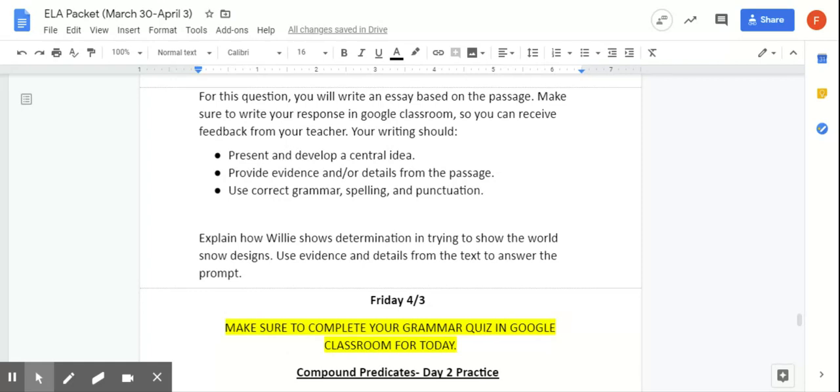For your essay prompt, you will explain how Willie shows determination in trying to show the world snow designs. Use evidence and details from the text to answer the prompt. So you should be able to use the notes that you have taken to help you. And also you can use your multiple choice questions to direct you to certain paragraphs and to the kinds of information that you can find in them.